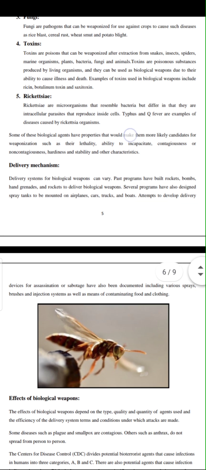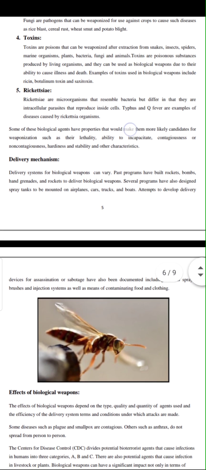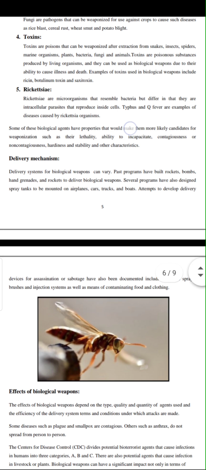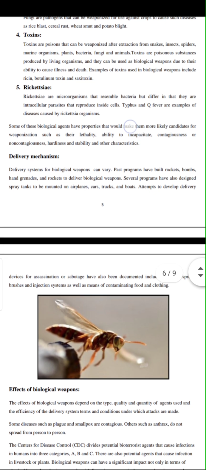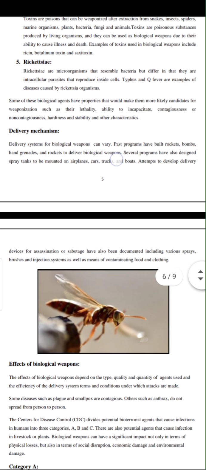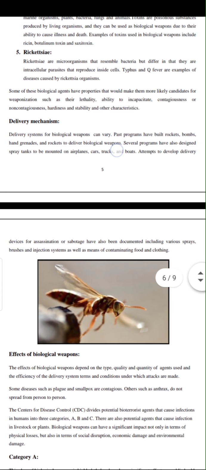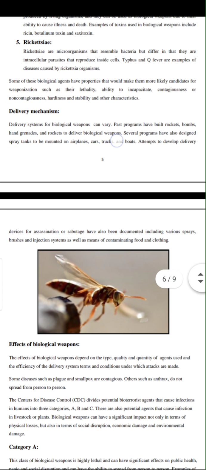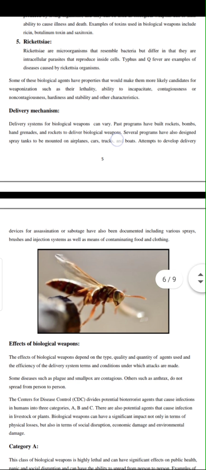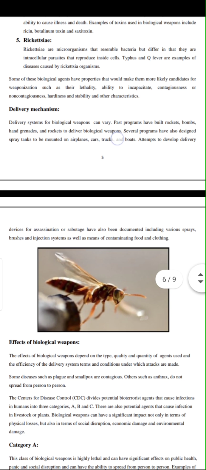Then comes rickettsia. Rickettsia is the fifth category of biological weapons. They are intracellular parasites, and they reproduce inside the cells. They are microorganisms that resemble bacteria. Their examples are typhus and Q fever. These diseases are caused by rickettsia organisms.